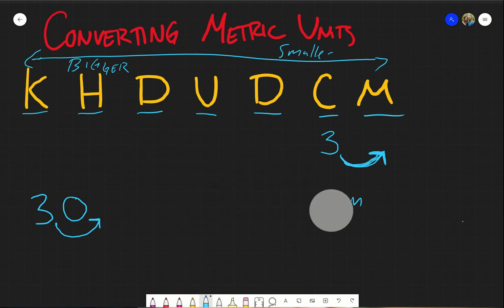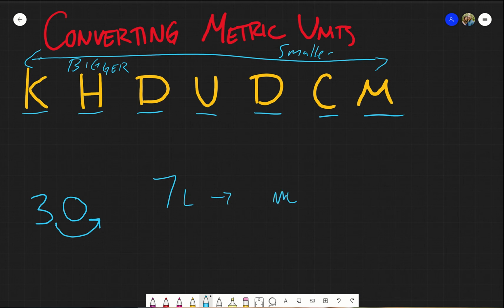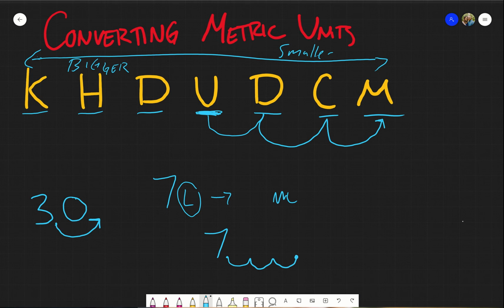So, if I were to say I have 7 liters, and I want to know how many milliliters is 7 liters. Well, remember, liters are the unit. Anything that's just meters, liters, or grams, that's a unit. So I'm going to go, all right, how many times am I going to get from unit to milli? Well, I'm going to go 1, 2, 3 times. So I'm going to take my 7 and my decimal and move my decimal 1, 2, 3 times and fill all my loops in with zeros. 7 liters is 7,000 milliliters.